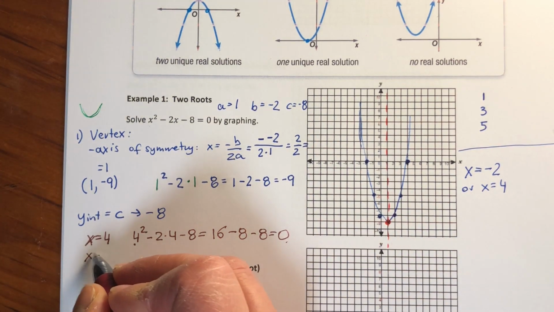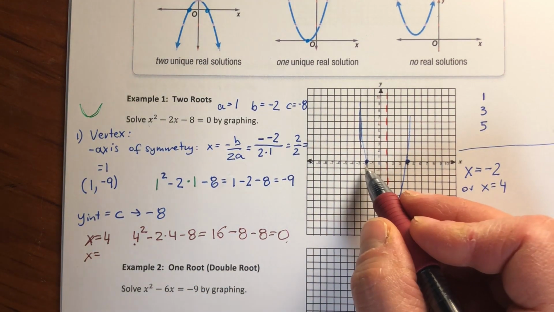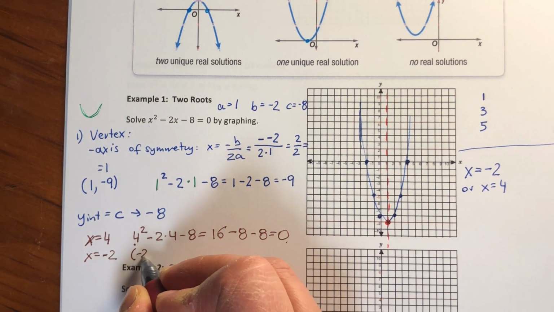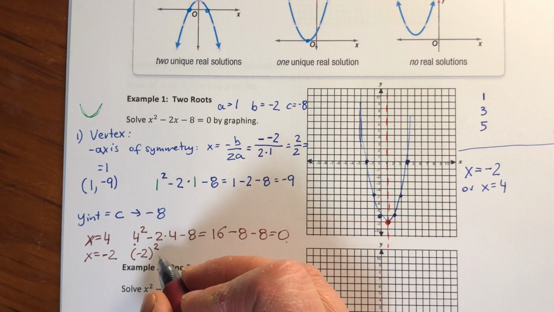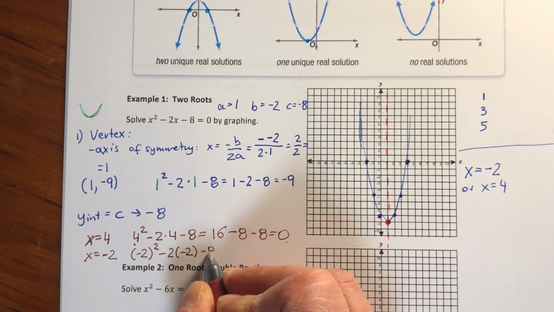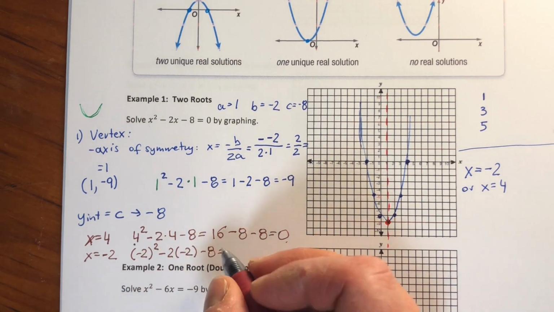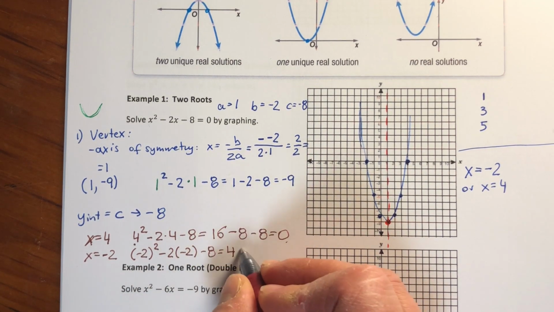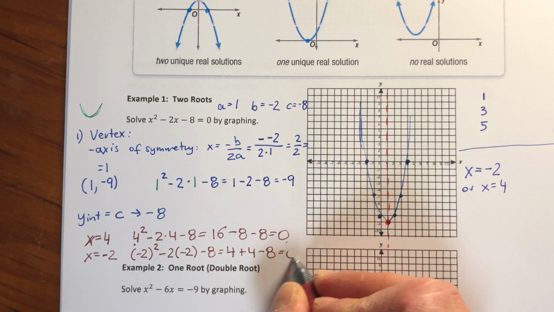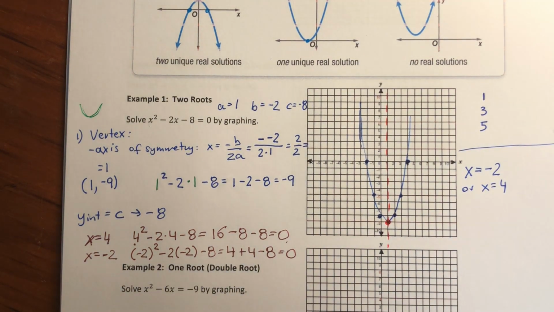We can now test and check what would happen if we plug in x is equal to -2. Everywhere in place of x, I am going to put in -2, minus 8. -2 squared is 4, plus 4, minus 8. 4 plus 4 is 8, minus 8. Look at this, we got this one correctly as well.